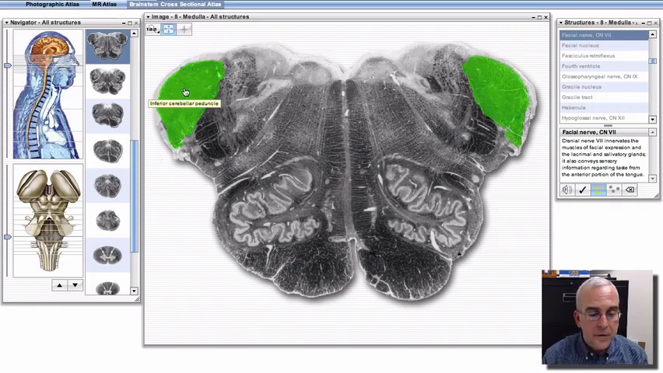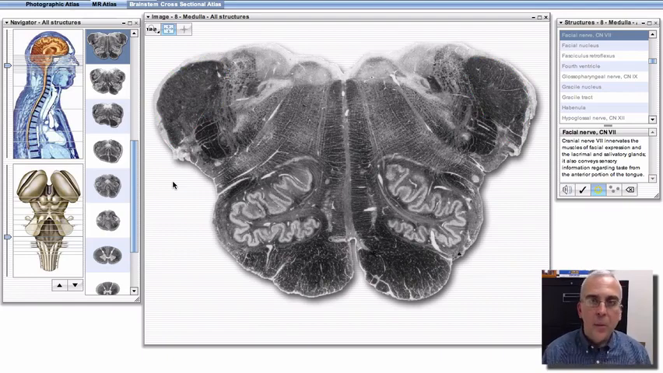So notice that there's this big dark bundle of white matter here called the inferior cerebellar peduncle, and I say dark because this is an image of sections through the brainstem where the white matter is made to look dark and the gray matter is made to look light. I should have said that right from the start. I'm sorry about that. But just to clarify, the white matter is dark, the gray matter is light.